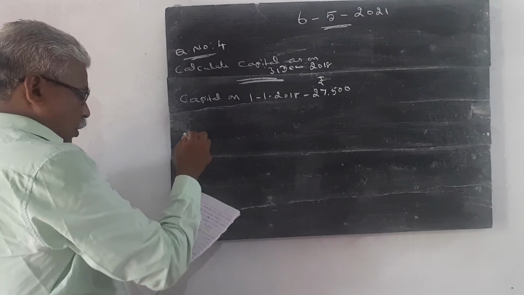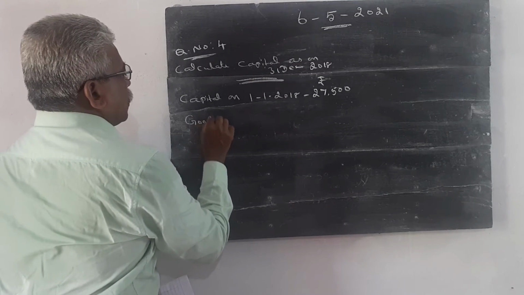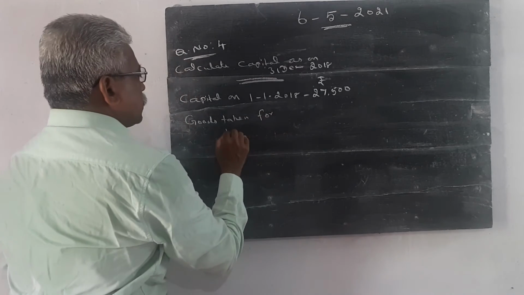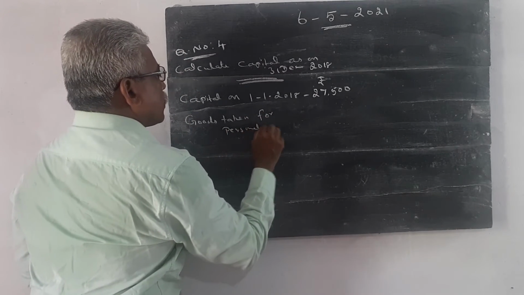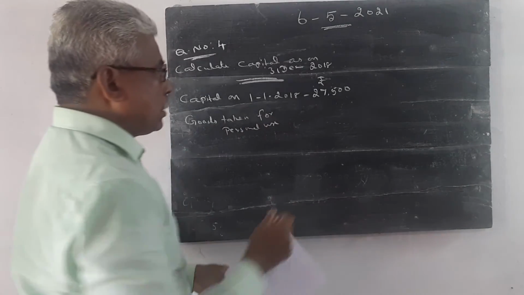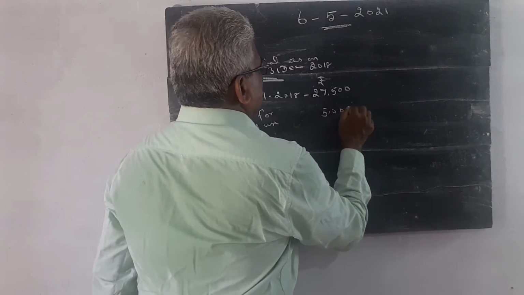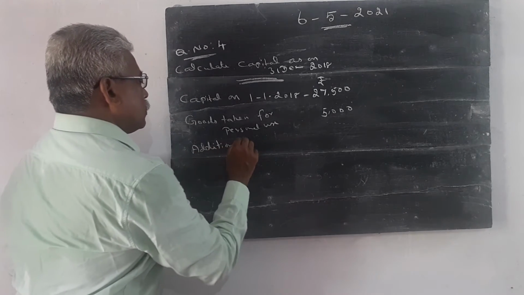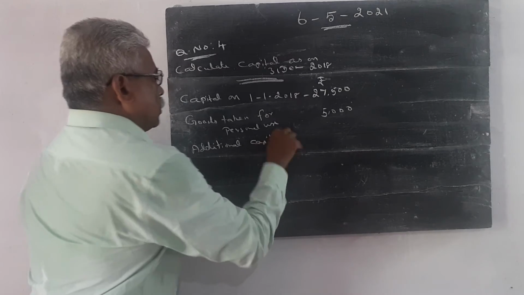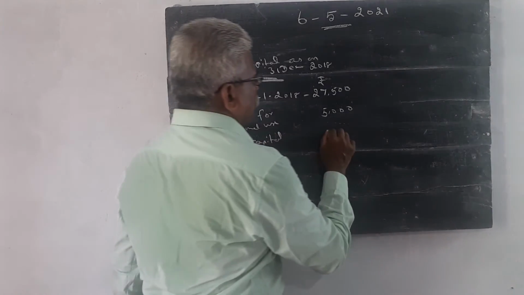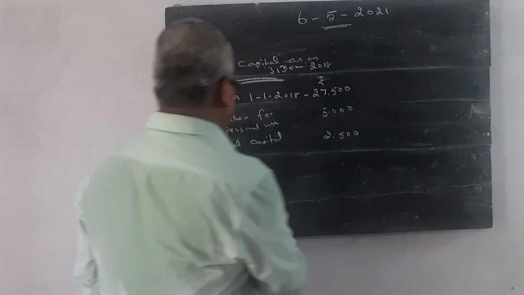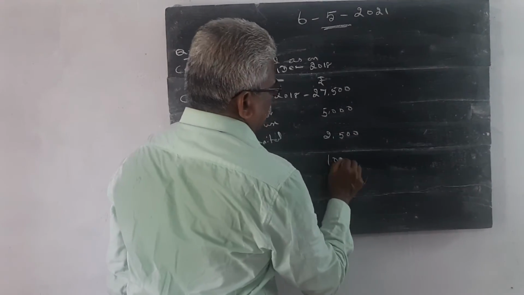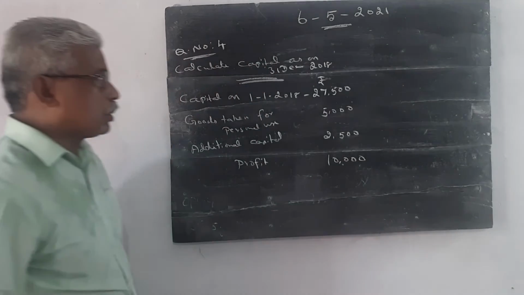Then goods taken for personal use, 5,000. Additional capital, 2,500. Profit, rupees 10,000. This question is also an illustration question.